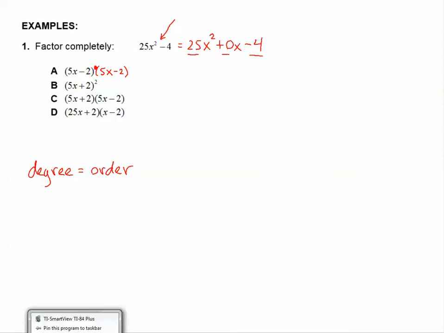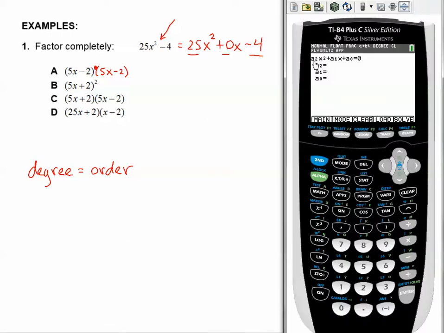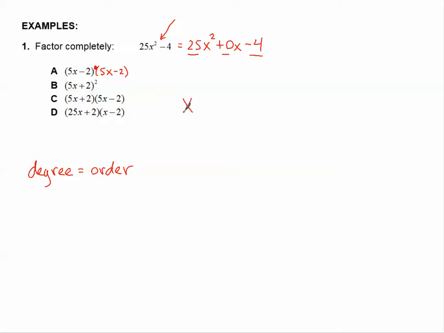Let's pull up my calculator and type in those coefficients. I have 25, and then 0, and then negative 4. All I have to do is hit solve, and it will solve the equation for me. Now remember, it's just going to give me the zeros, 2/5 and negative 2/5. Those are not the factors, those are the zeros. So if one of them is 2/5, and the other one is negative 2/5, I know that my factors are going to have opposite signs.